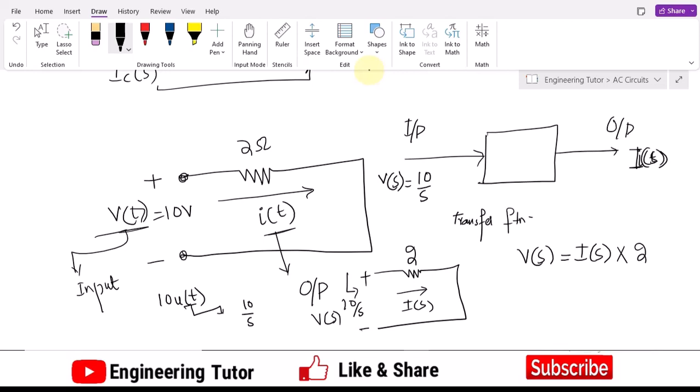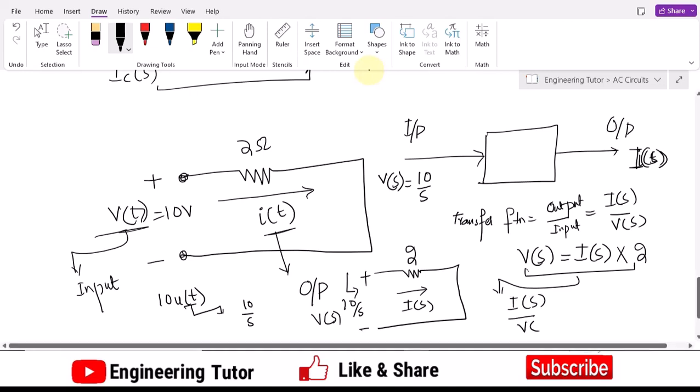You have to look at the transfer function as equal to the output divided by the input. In this circuit the output is I of S, while the input is V of S. So from this formula we can very easily see that I of S divided by V of S is 1 by 2.